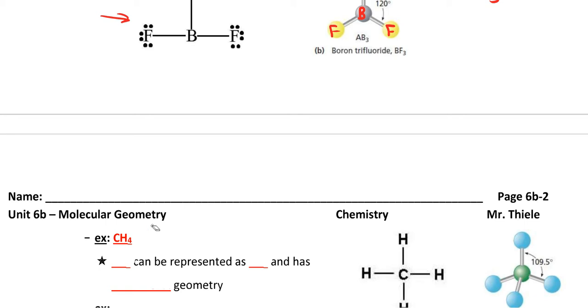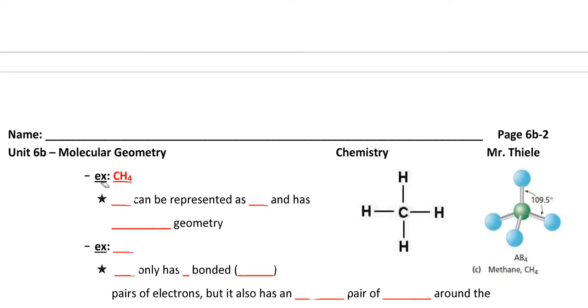Another example we have is CH4. So CH4 can be represented as, and let's do this first. Here's a representation of CH4, a Lewis structure. And we know that carbon will be our central atom, so there's carbon. And this is called a ball and stick model. These models are called ball and stick models, and they help to show you bond angles and geometry.